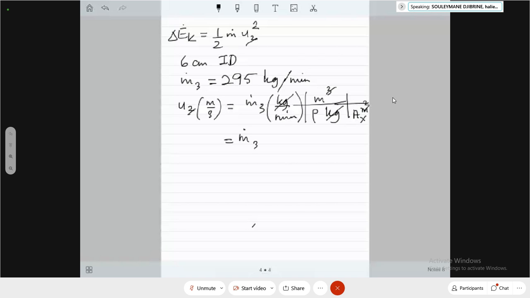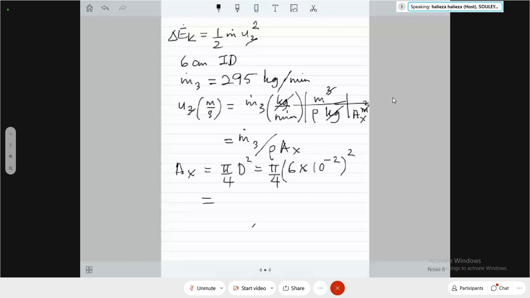So the actual equation will be something like this. M3 divided by the density of water and the cross-sectional area of your pipe. The cross-sectional area of your pipe is going to be pi over 4 diameter square. Since you already have the diameter, pi over 4, my diameter is 6 centimeter. 6 times 10 to the power of minus 2, because it's in meter, squared. So you should be able to get your area.